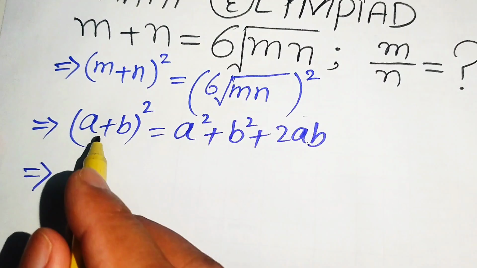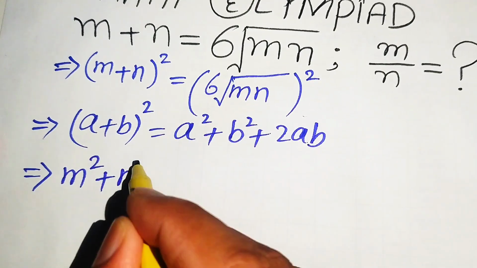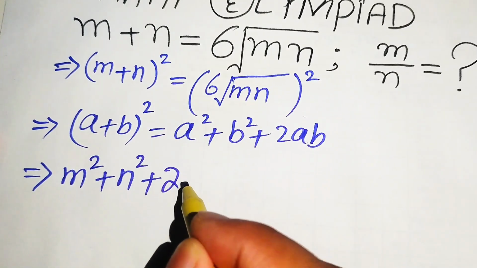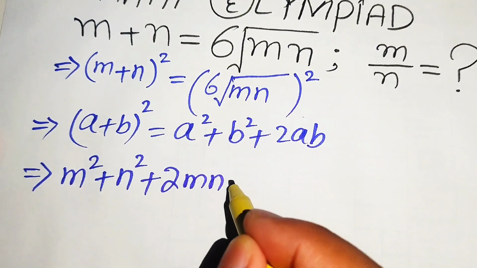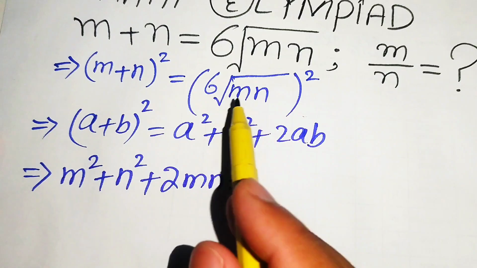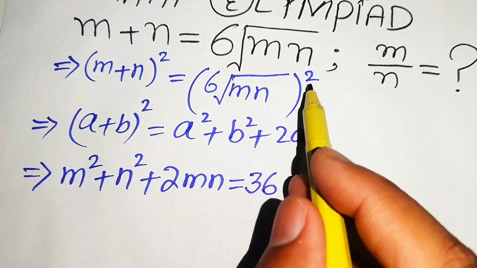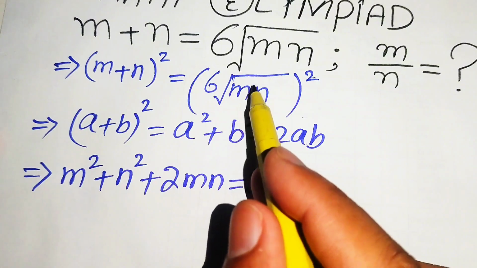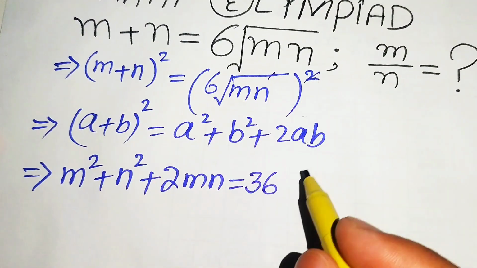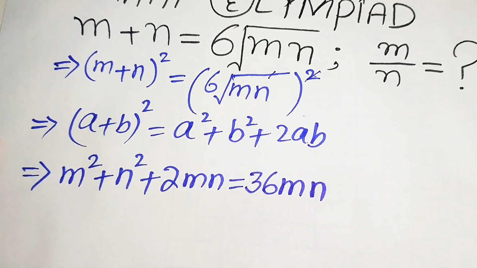So our left hand side will be written as m square plus n square plus 2 times m times n, which equals, here we have 6 square, and the square of 6 equals 36. When we take the square of the square root term, the square and square root are gone, and we get only m times n.